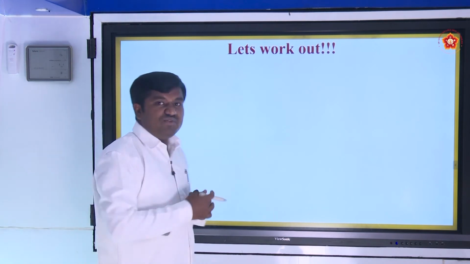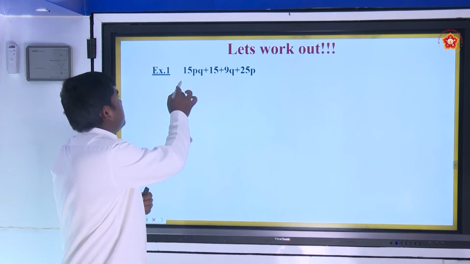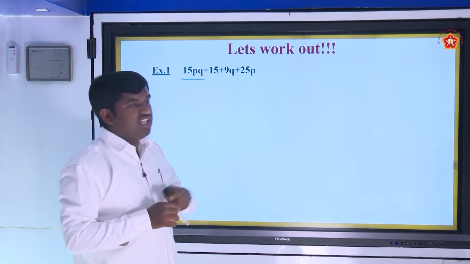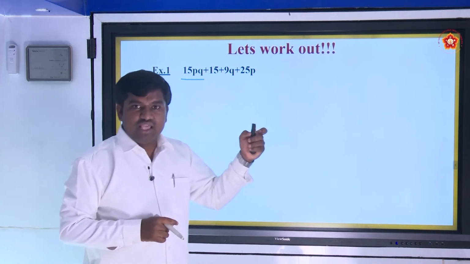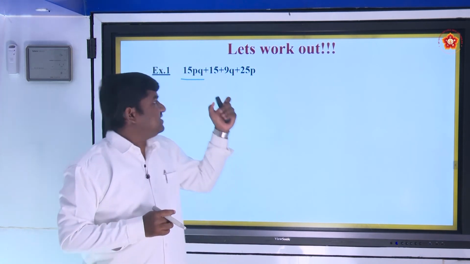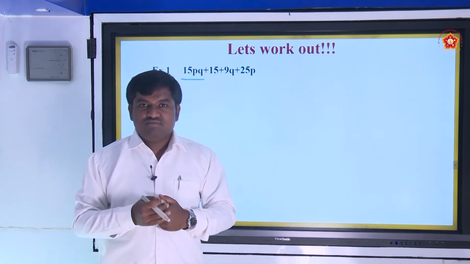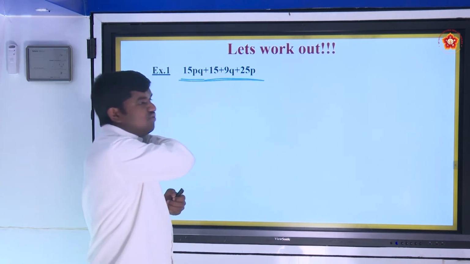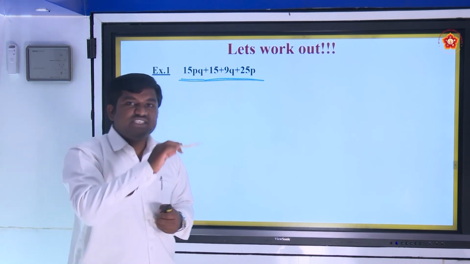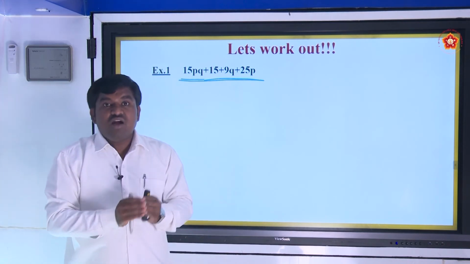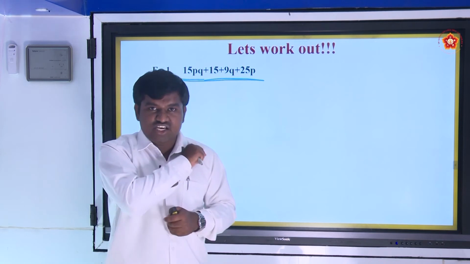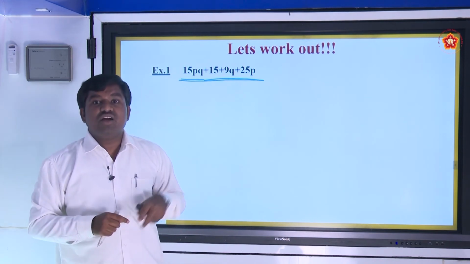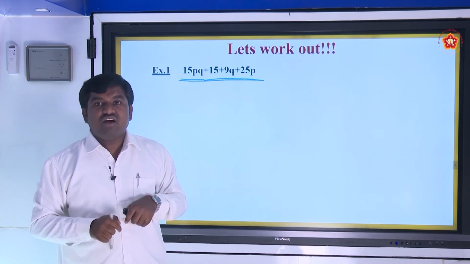Next, let's work out. Example first, 15pq plus 15 plus 9q plus 25p. Observe this, this is a 4 terms expression. Yes? So first, what do we have to do to factorize this? First we have to find out the factors of each term. Okay, it is 4 terms. For 4 terms we have to find out the factors. Okay, how to find out?